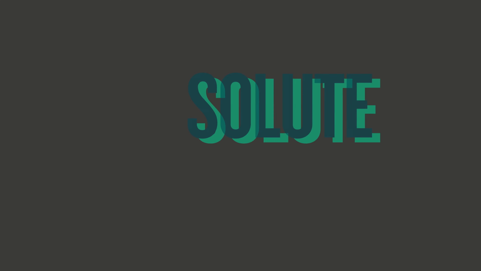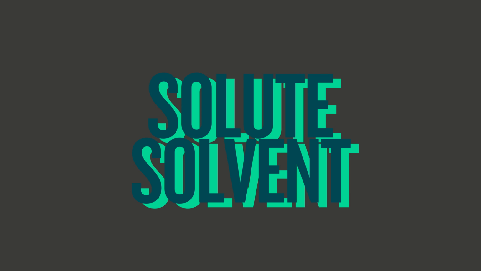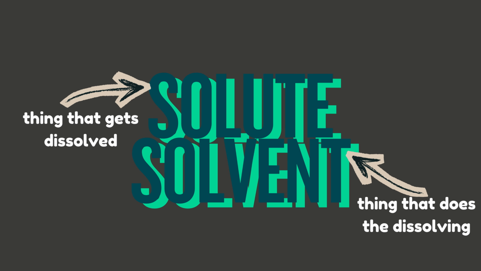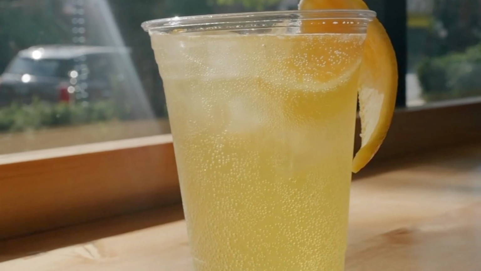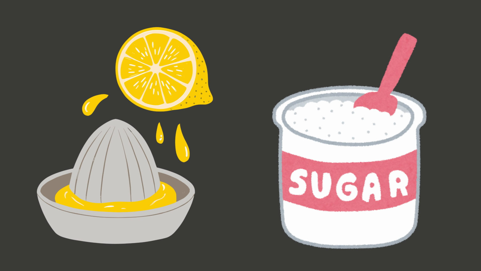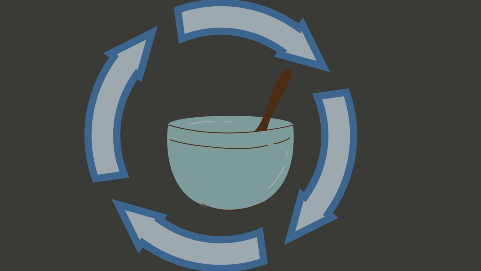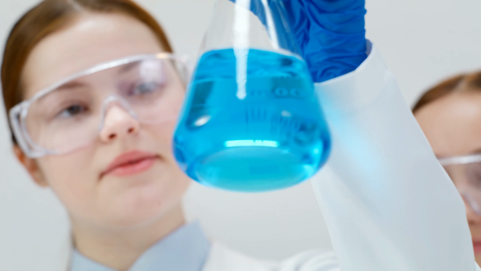To understand solutions, we need to learn two new science words, solute and solvent. The solute is the thing that gets dissolved. The solvent is the thing that does the dissolving. Here's a yummy example. Lemonade. So lemon juice and sugar are the solutes, and water, that's the solvent. Mix them together, and boom, you've got a solution. But keep in mind, every substance has a limit. If you keep adding more and more solute, eventually it won't dissolve anymore.